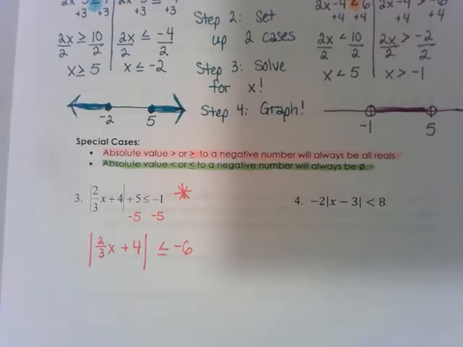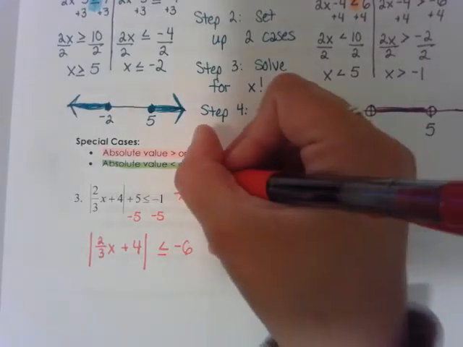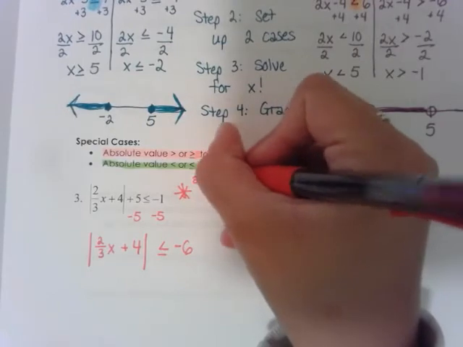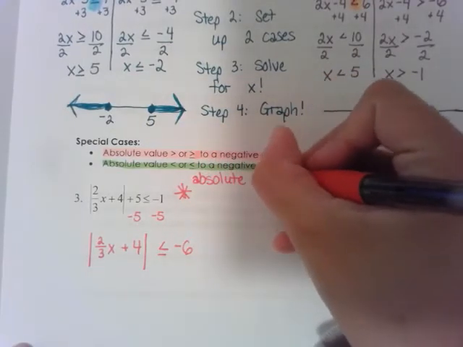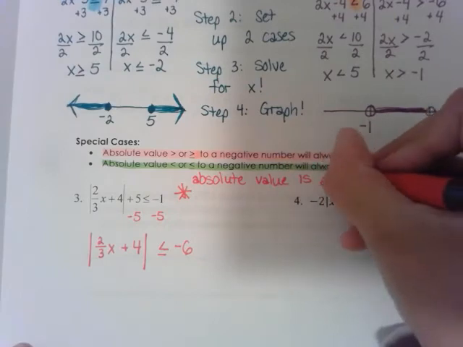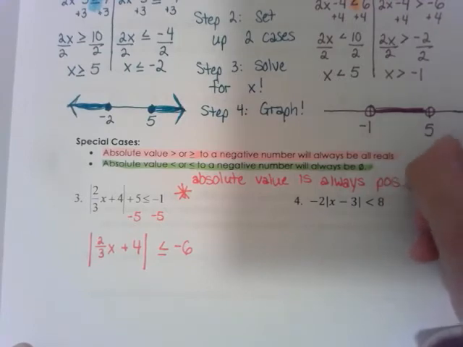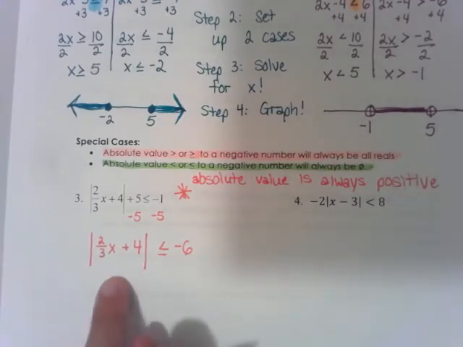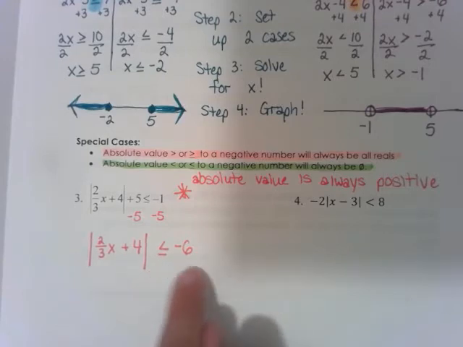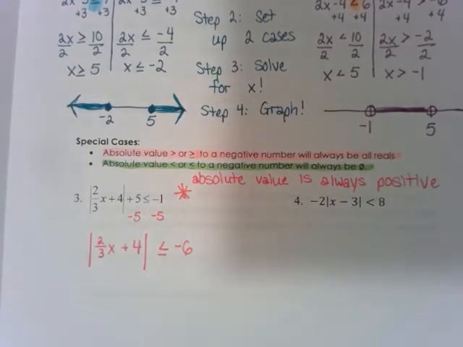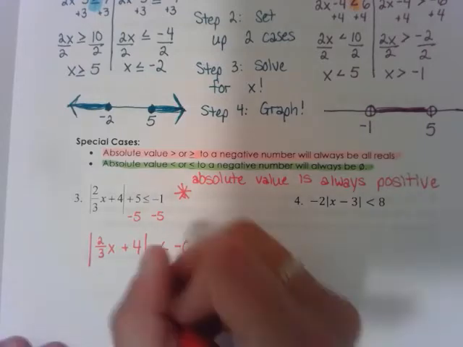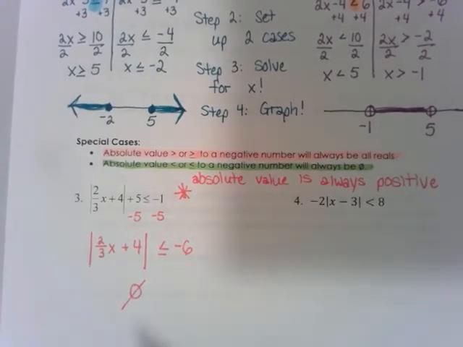One thing that we know about an absolute value is absolute value is always positive. So is a positive number ever going to be smaller than a negative number? No. This is going to be no solution because there is never a time where a positive number is going to be less than or equal to a negative number. This falls in with my second category.